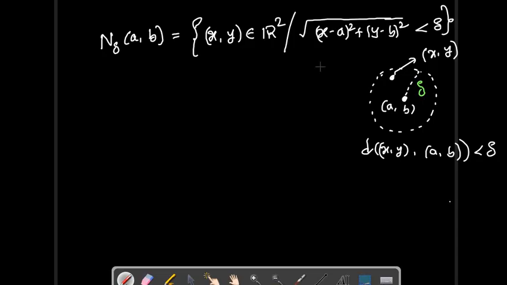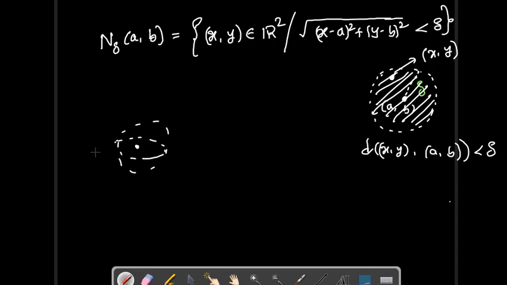So delta neighborhood means this: you are collecting all points inside the circular disk. And if you observe, you are not including the boundary. We are only including the points inside the circular disk. So this is what neighborhood means. Similarly, in three dimensions, a neighborhood is going to be a sphere where its boundary is not included. I am saying that the boundary is not included because we are taking a strict inequality. Suppose we take less than or equal to, then the boundary is also included.